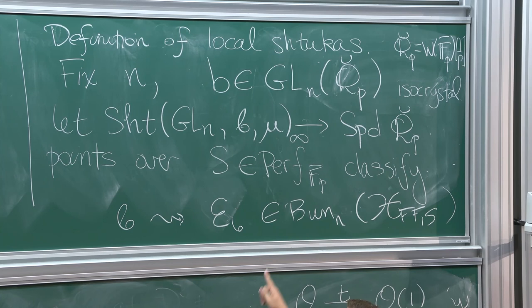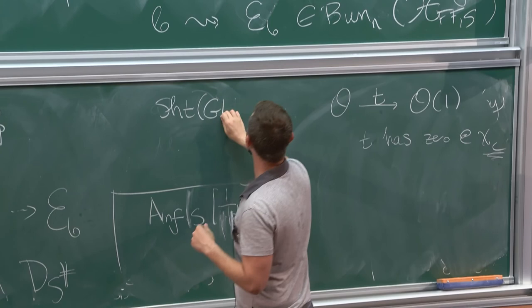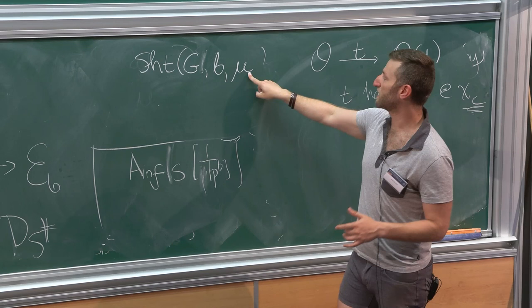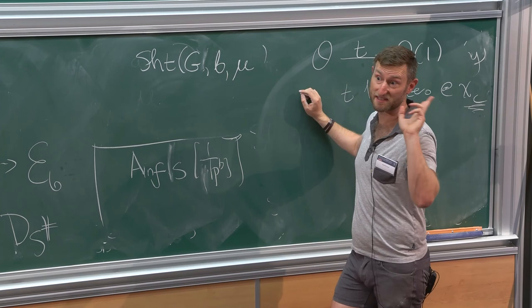It happens when mu is a minuscule cocharacter. This happens in general: whatever G you want, whatever B you want, and whatever mu you want, if this mu has the property of being minuscule, then this is going to be representable by not just an adic space, but actually a rigid analytic variety. So much more down to earth. Otherwise, it's a diamond.